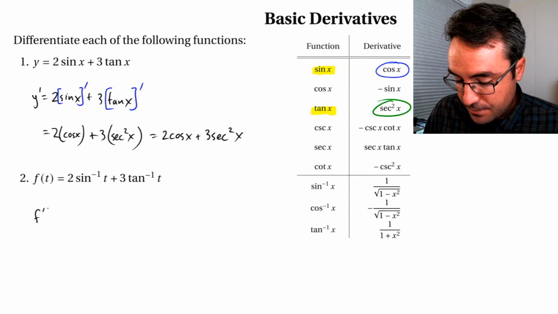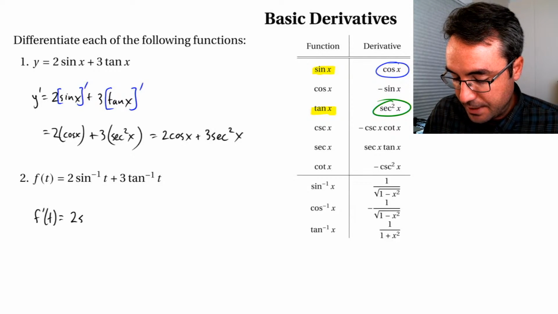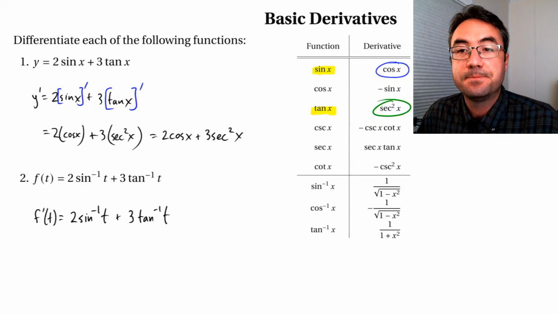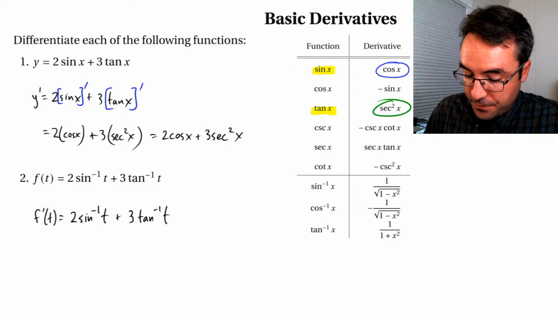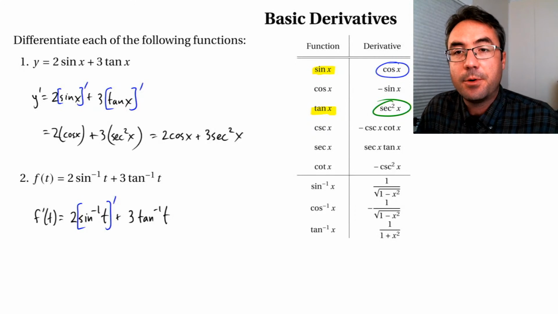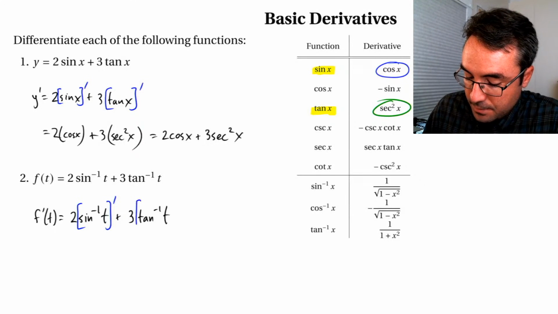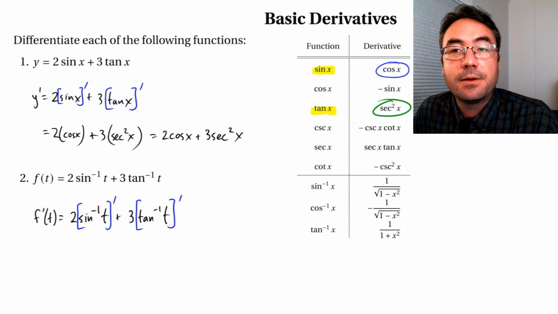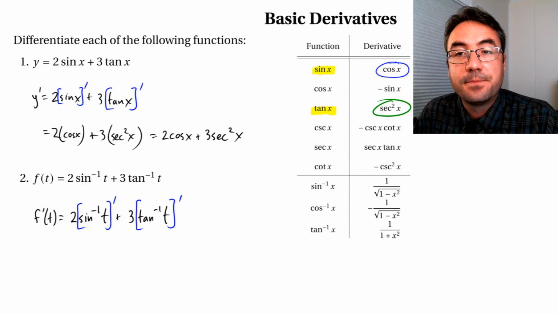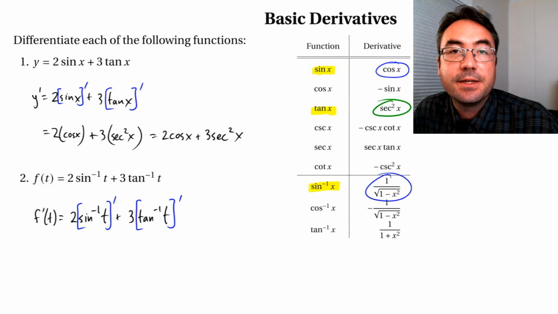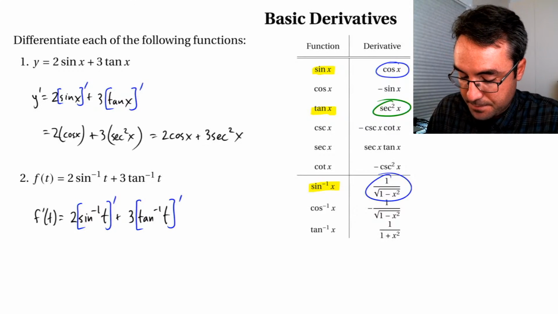Let's just rewrite our function: 2 times the arcsine of t plus 3 times arctangent of t, or the inverse tan function. In the first term, we apply the derivative to just the variable part, so the inverse sine of t. Go to our second term, apply the derivative to just the variable part, so inverse tangent of t. And then we just look those up. So inverse sine, what is it? It's 1 over the square root of 1 minus x squared. So we just fill that in.